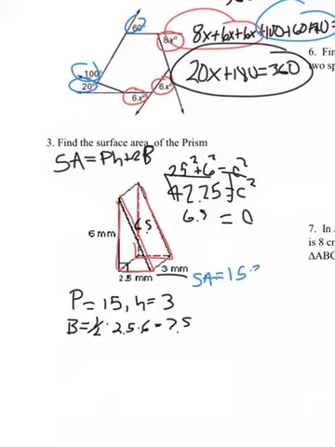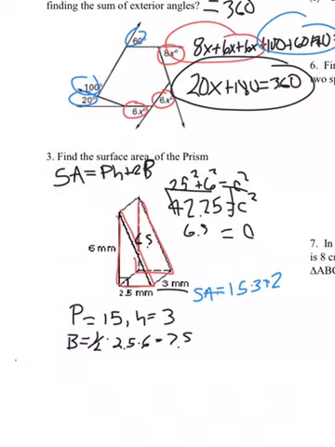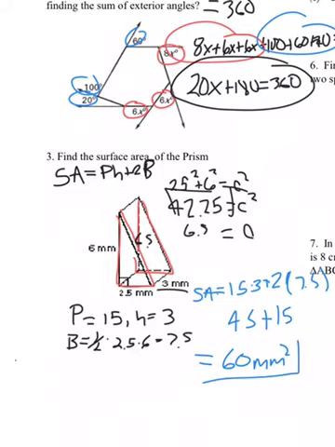So 15 times 3 plus 2 times 7.5. That's 45 plus 15. And that gives you 60 millimeters squared.